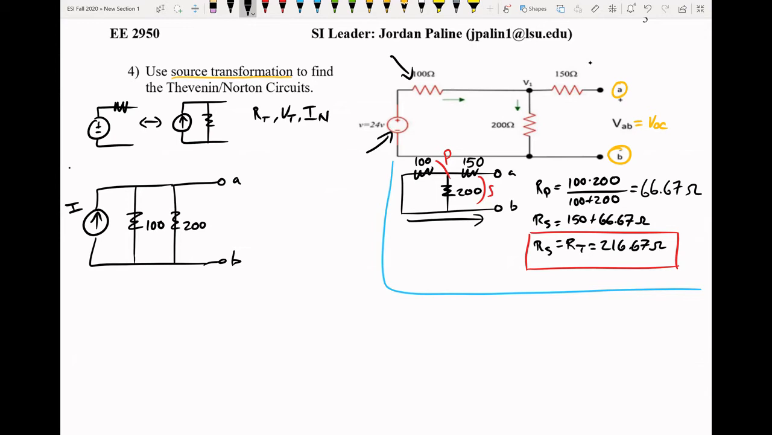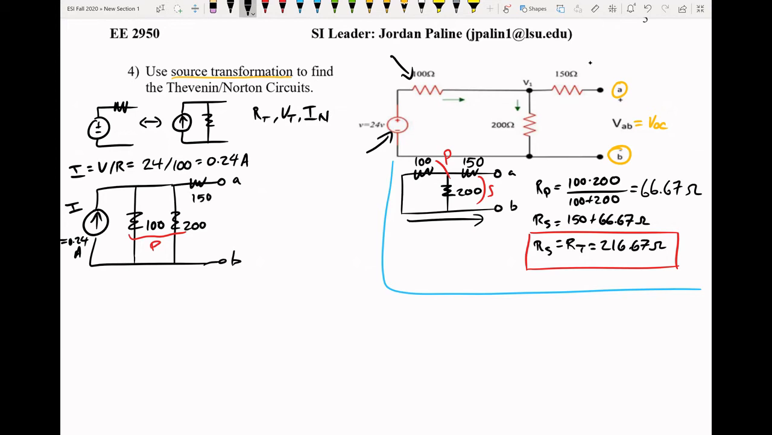And how do we determine I? Well, I is going to be V divided by R, which in our case here will be 24 divided by 100, which will give us 0.24 amps. Okay, so this will be 0.24 amps. And now we can look at the new circuit, and we see that these are in parallel. Oh, and I forgot one resistor here. This is 150.